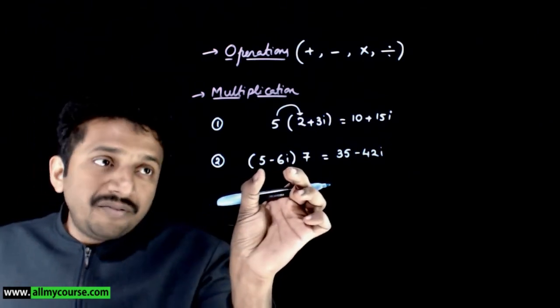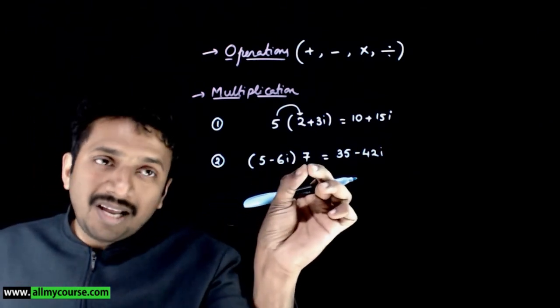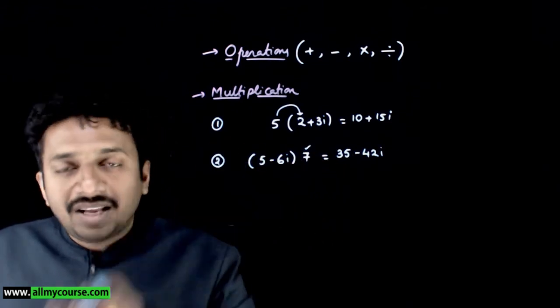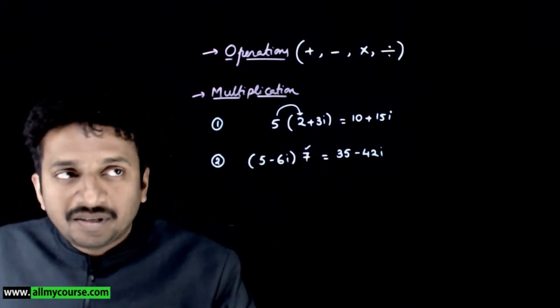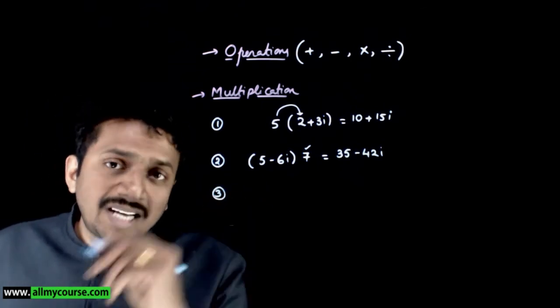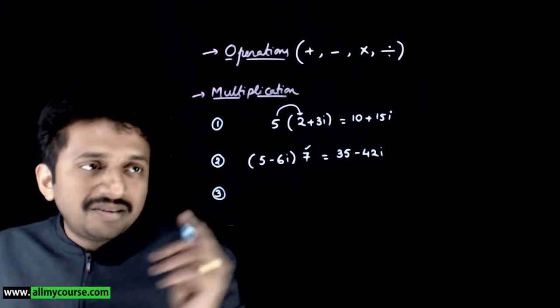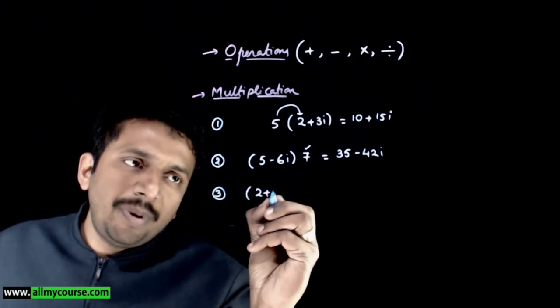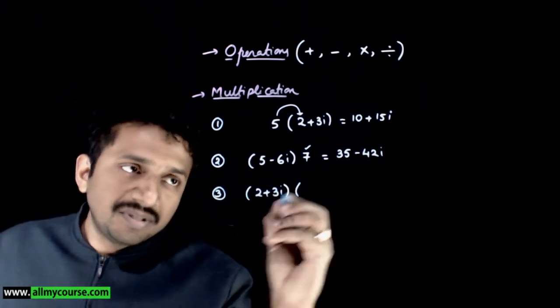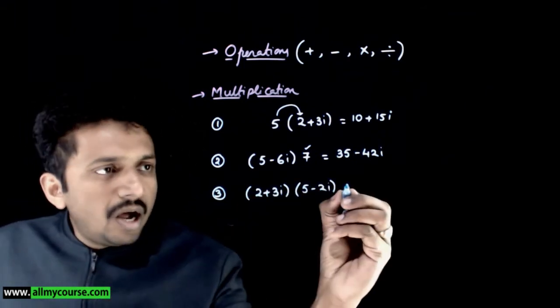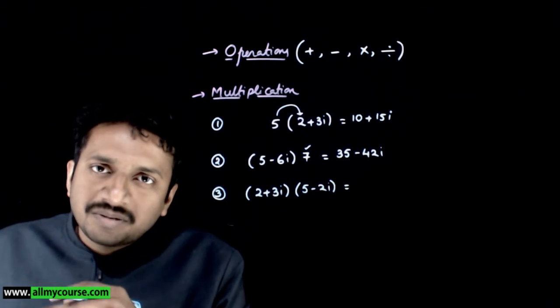So that means if you have a complex number and a real number, you multiply the real number with both the real part as well as the imaginary part. And the next type of multiplication is if you have two complex numbers. That is, if you have 2 plus 3i times 5 minus 2i. So how do you multiply these two complex numbers?